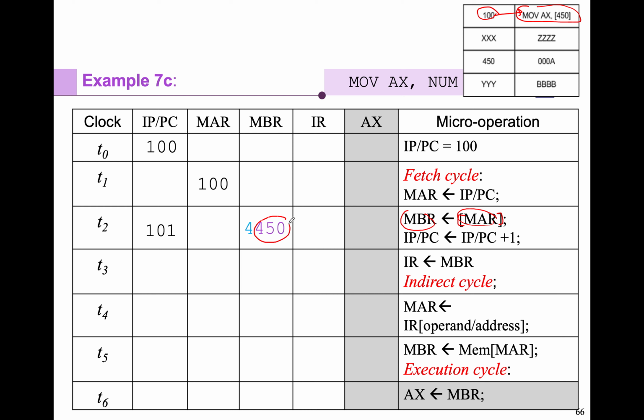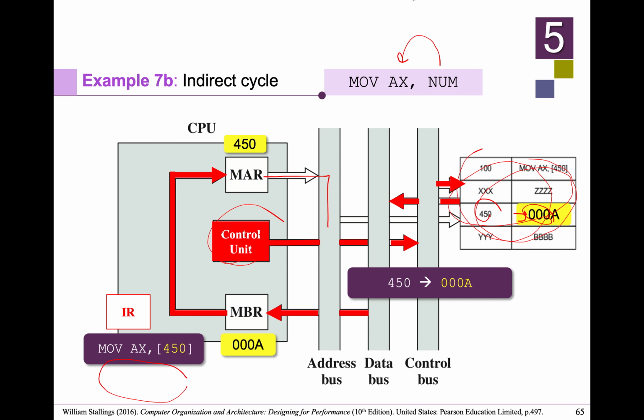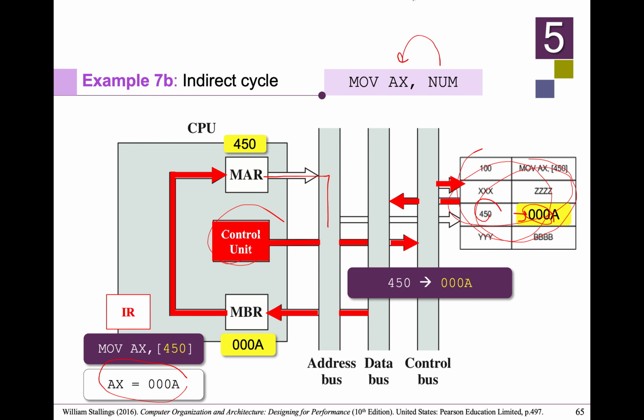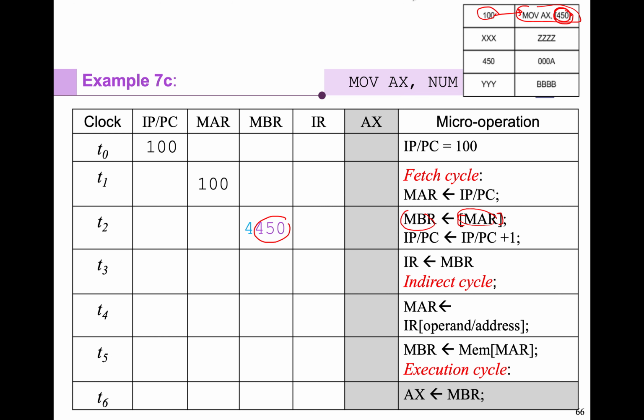You have 450. Now you can see over here, you have, where is the other 4? Wait, 440. Oh, it is continuous. A 0, but it's okay. Okay, you can see over here, next step is your MBR. Your MBR is 450.